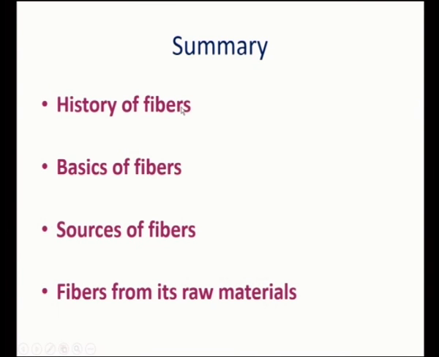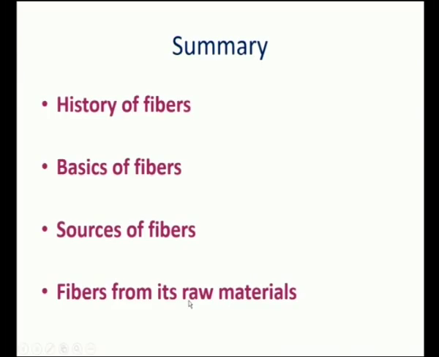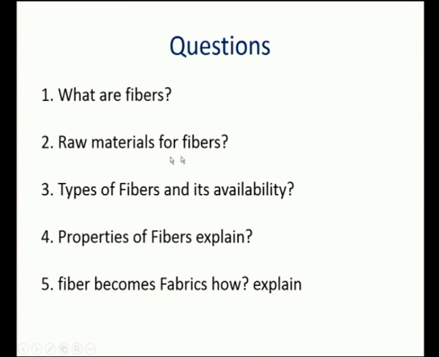Summary of the lecture: we have seen the history of fibers and fiber materials, artificial and natural fiber materials, examples and sources, and the basics of some of the fibers, especially the properties, advantages and disadvantages of natural as well as synthetic fibers. Similarly, we have seen fibers from their raw material. What are the raw materials that can be used to get the fiber material? The questions of this lecture are: what are fibers and what are the raw materials for fibers, types of fibers and their availability, properties of fibers, and how fiber becomes fabric. So, with this we conclude today's lecture. Thank you.